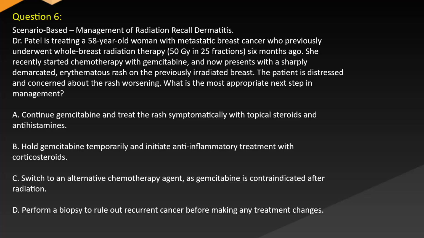A. Continue gemcitabine and treat the rash symptomatically with topical steroids and antihistamines. B. Hold gemcitabine temporarily and initiate anti-inflammatory treatment with corticosteroids. C. Switch to an alternative chemotherapy agent as gemcitabine is contraindicated after radiation. D. Perform biopsy to rule out recurrent cancer before making any treatment changes.